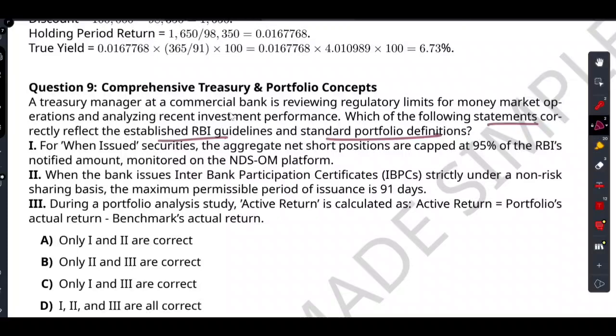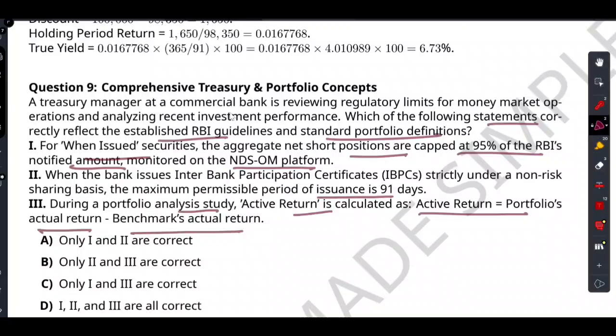Option A: For when-issued securities, the aggregate net short position is capped at 95% of the RBI-notified amount monitored on the NDS-OM platform. Option B says that when the bank issues interbank participation certificates strictly on a non-risk sharing basis, the maximum permissible period of issuance is 91 days. Option C says, during a portfolio analysis study, active return is calculated as active return equals portfolio actual return minus benchmark actual return. So there are four options they have provided, right?